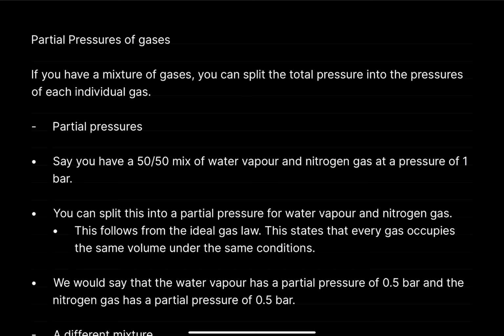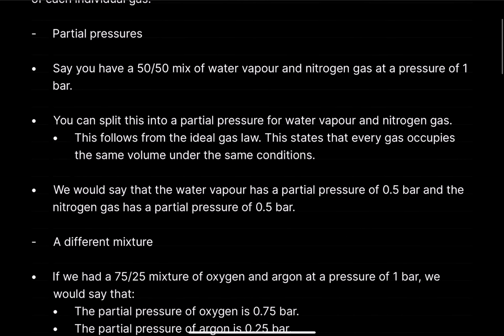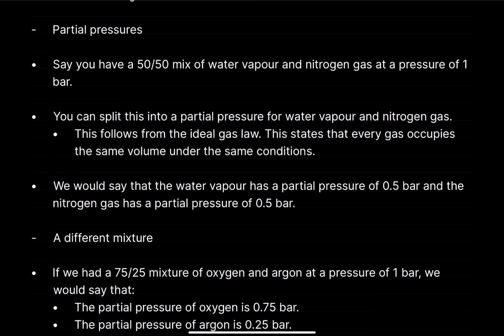So, partial pressure of gases. If you have a mixture of gases, you can split the total pressure into the pressure of each individual gas. What I mean by this is, say you have a 50-50 mix of water vapor and nitrogen gas at a pressure of 1 bar in a closed vessel. You can then define this by splitting it into partial pressures of water vapor and nitrogen gas. This would follow the ideal gas law because it states that every gas occupies the same volume under the same conditions.